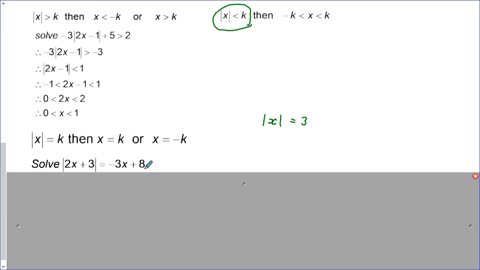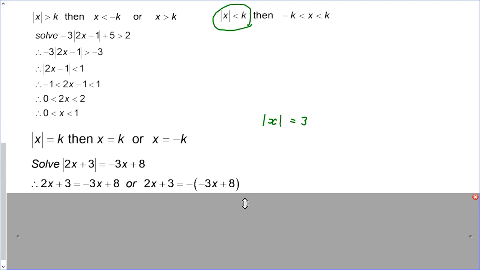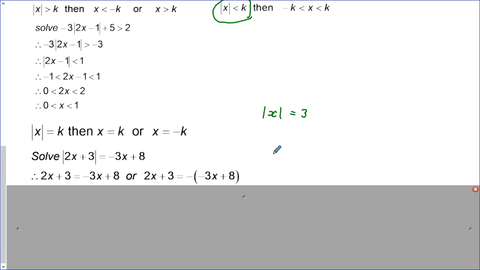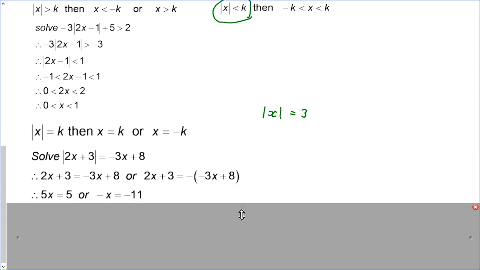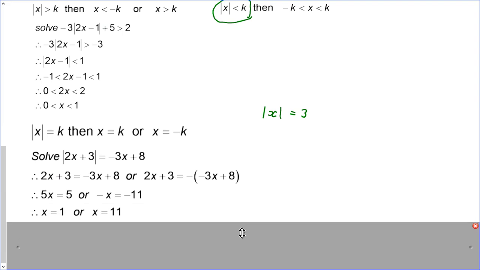When we've got variables outside the absolute value sign, exactly the same applies, but we do need to check our answers. So basically exactly this, 2x plus 3 could equal this, or the negative of this. Right, now we solve these equations, and we get our answers of 1 and 11.